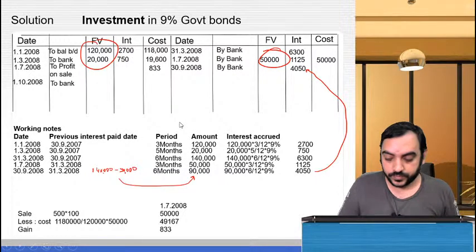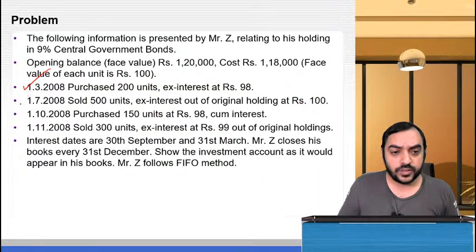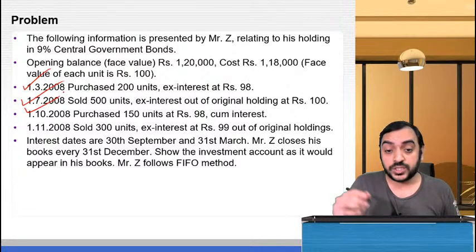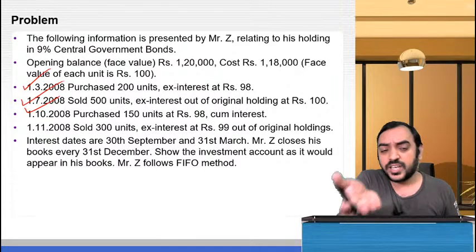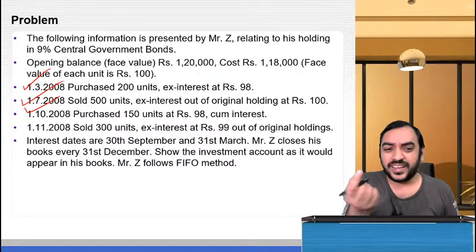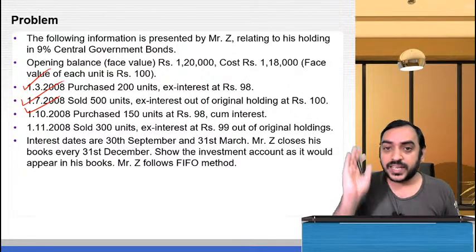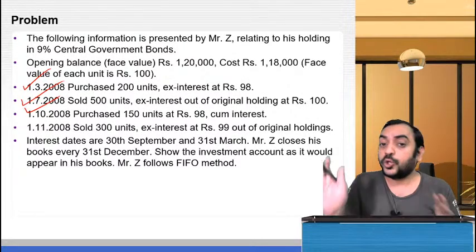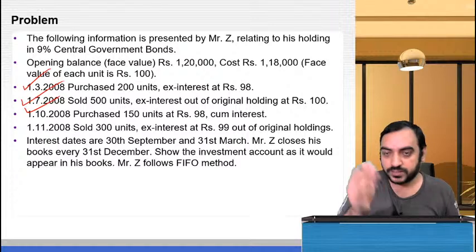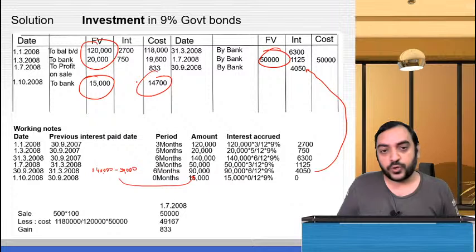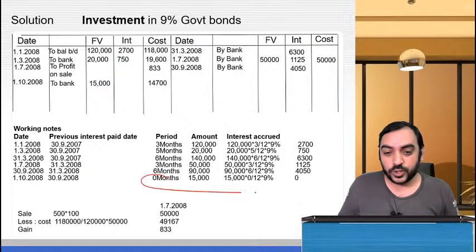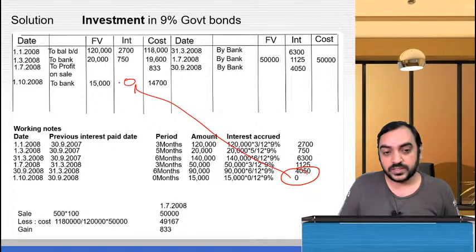Okay, next. Next transaction, 1st of March over, 1st of July over, 1st of October now. 1st of October you purchased. 30th of September you have received interest. 1st of October you are purchasing, only one day. So no interest accrued for this. So directly it will go to the cost column only. No interest will be accrued on this one. Zero. You can still write for your reference. So on 1st of October, 15,000, cost 14,700 and interest accrued zero because only one day. So there will not be any interest accrued. You can ignore it. Zero interest.